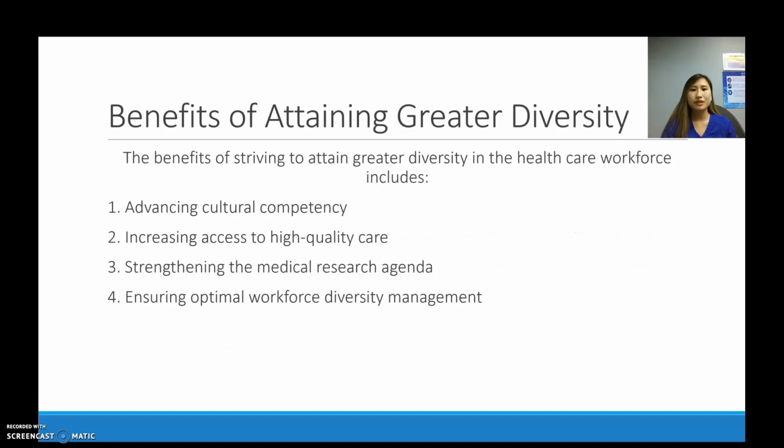The benefits of striving to attain greater diversity in the healthcare workforce include advancing cultural competency, increasing access to high-quality care, strengthening the medical research agenda, and ensuring optimal workforce diversity management.